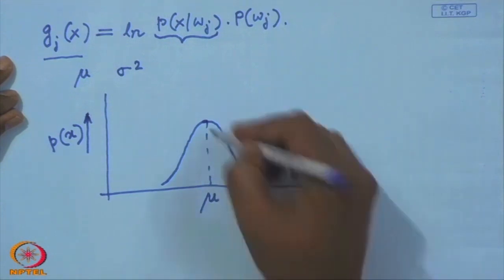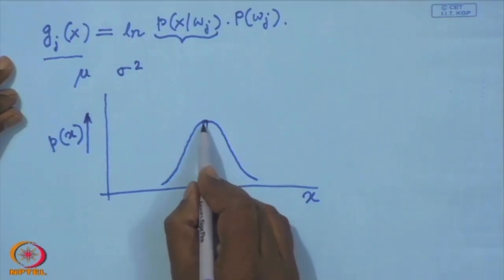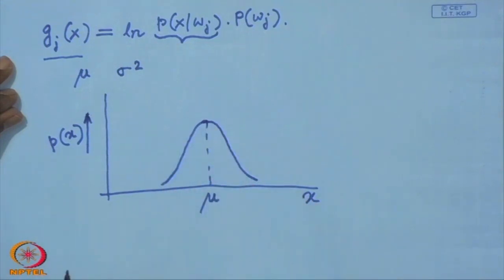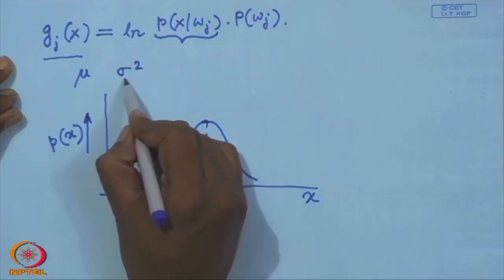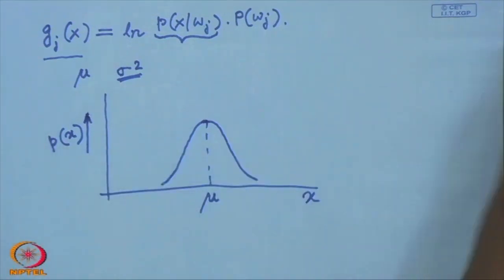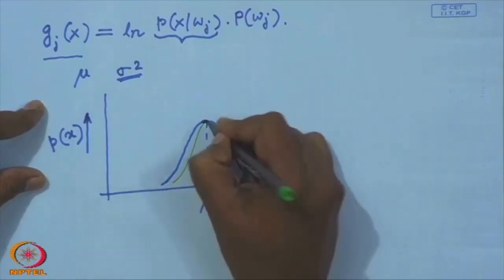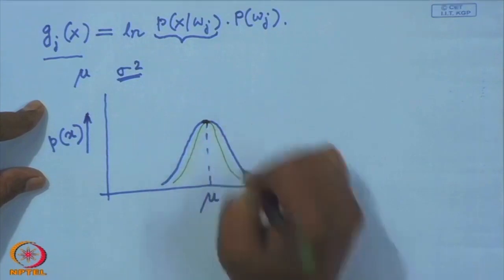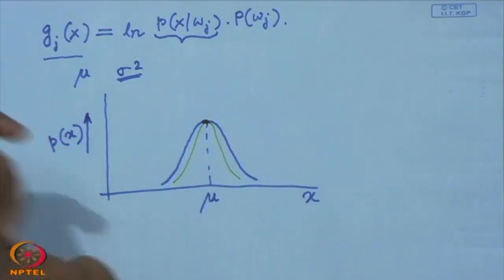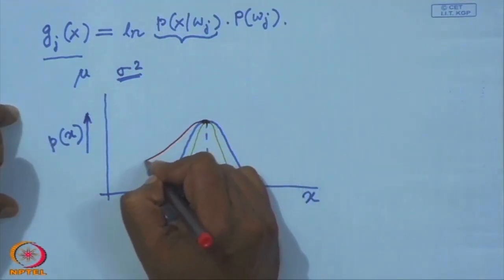You all know that the position of the peak is decided by the mean of the samples, which is mu, and the shape of this probability density curve depends upon the variance, sigma square. If sigma square, the variance, is very small, the curve will be very sharp. If the variance is large, then the curve will be a flat one, like this.